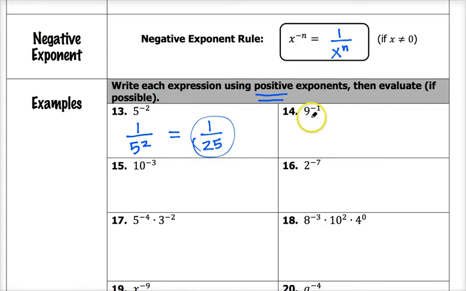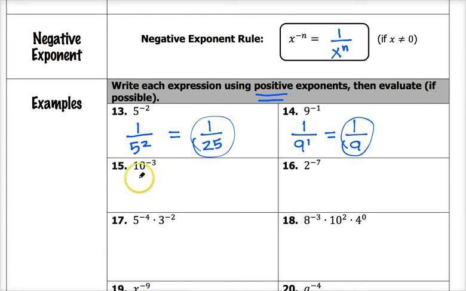For 14, we have 9 to the negative 1 power. Using our negative exponent rule, I can rewrite this as 1 over 9 to the positive 1 power. 9 to the positive 1 power is just 9, so this becomes 1/9.